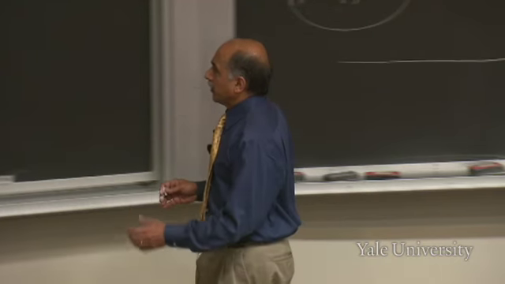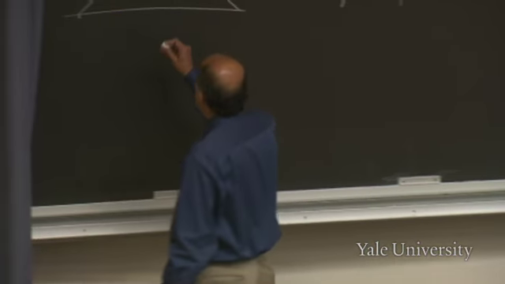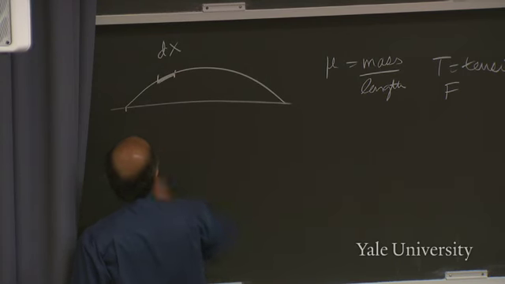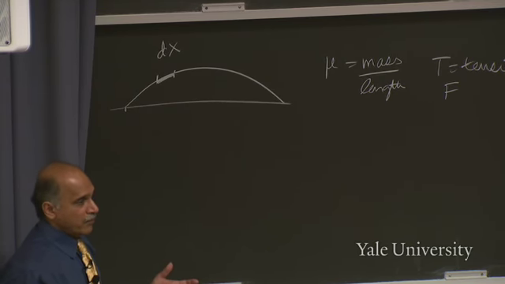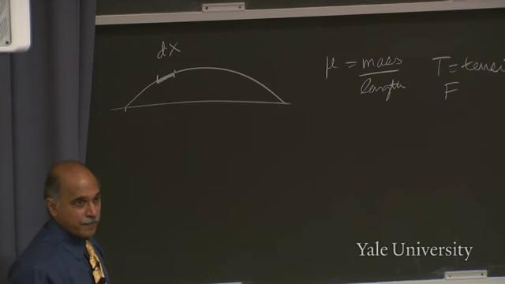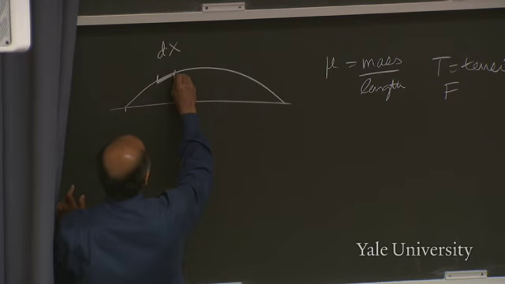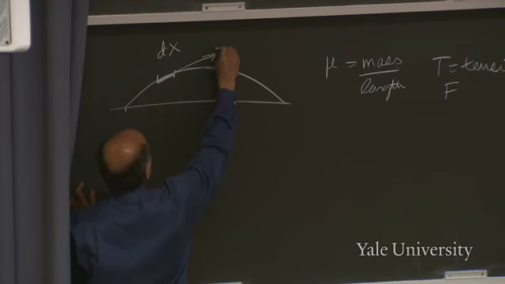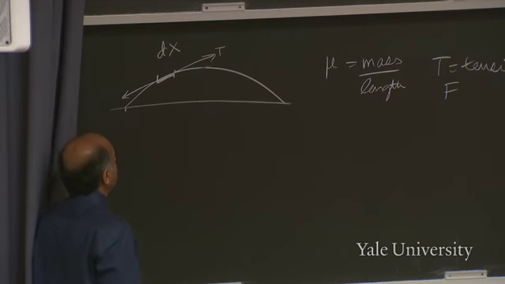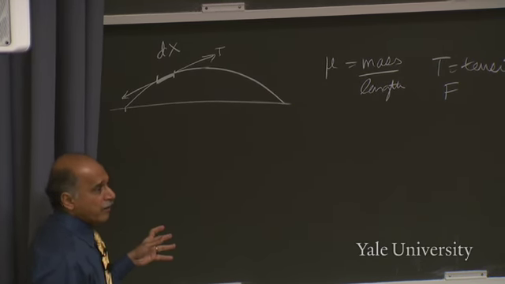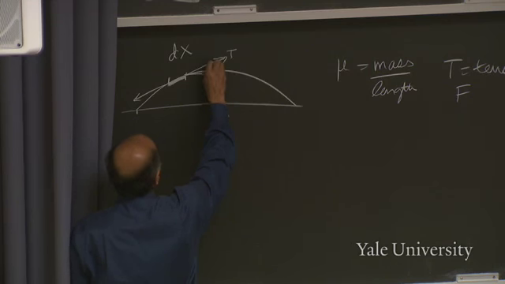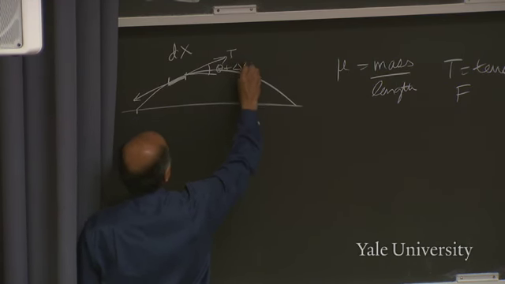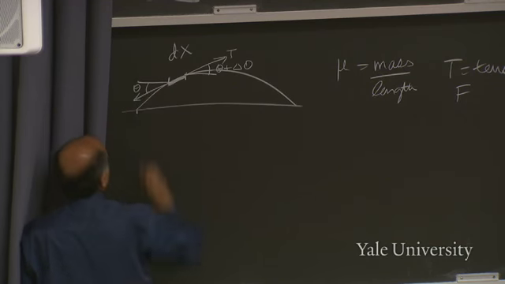So what I do is, the string is, of course, a long and extended and complicated object. I isolate a portion of it of length dx, and I'm going to apply F equals ma to that piece. All I need to know is the F, the total force on it, and I'm going to equate it to mass times acceleration. Now, the force on this little segment is the tension pulling this way, and the same tension pulling that way. The tension on the string doesn't change from point to point. But the angle at which it is pulling is not necessarily the same. Here, there is some angle, theta plus delta theta, and here, there is some angle, theta.